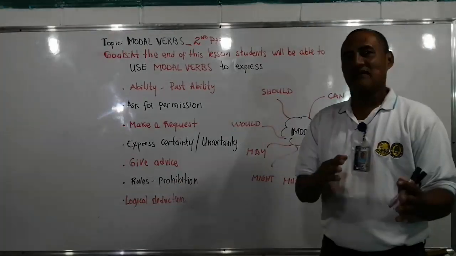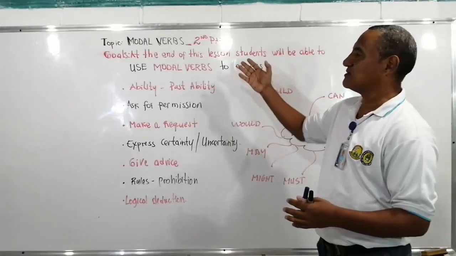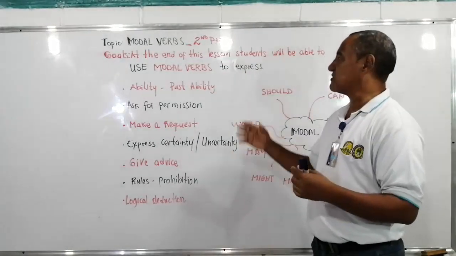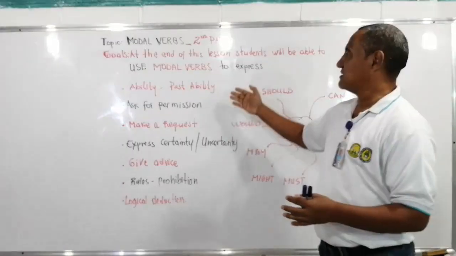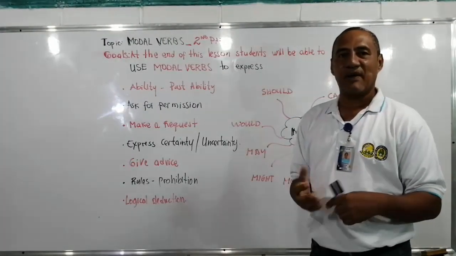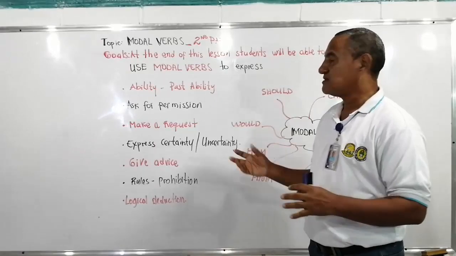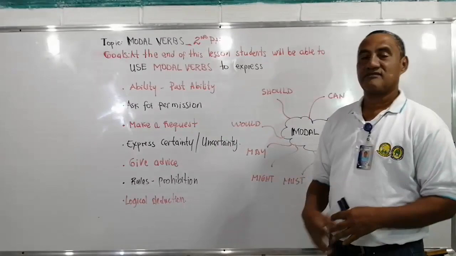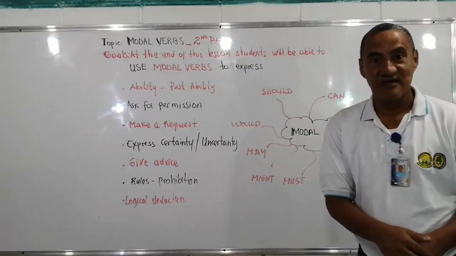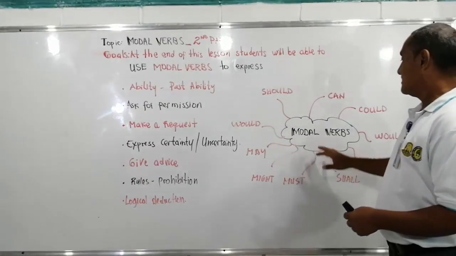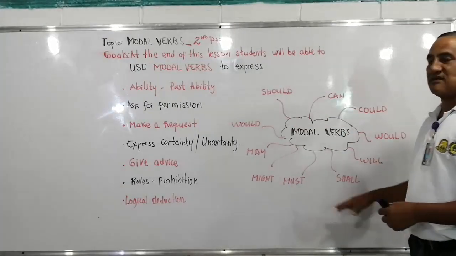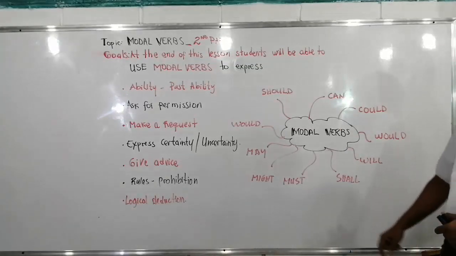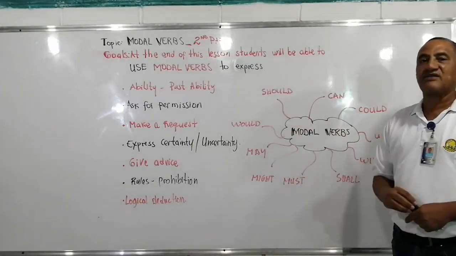Very good. Then our topic today is the continuation, the second part of modal verbs. In the previous class, we were discussing some of them, talking about ability, possibility, permission, giving advice. These are just the uses of them. Today we're going, as I said before, to carry on with this. Here are the modal verbs that we're going to work with: can, could, would, will, shall, must, might, may, would, and should.